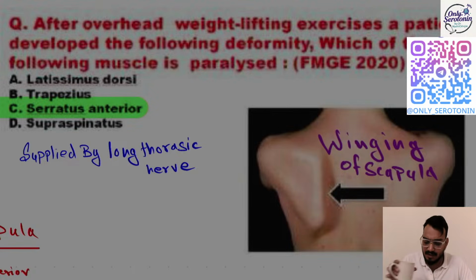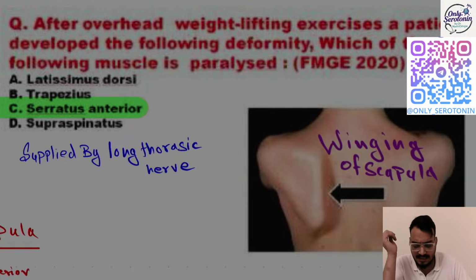Read the question, guys. What is the question? After an overhead weightlifting exercise, the patient developed the following deformity, and this deformity looks like what, guys? It looks like winging of scapula. This winging of scapula is due to what, guys? It is due to paralysis of the serratus anterior muscle.